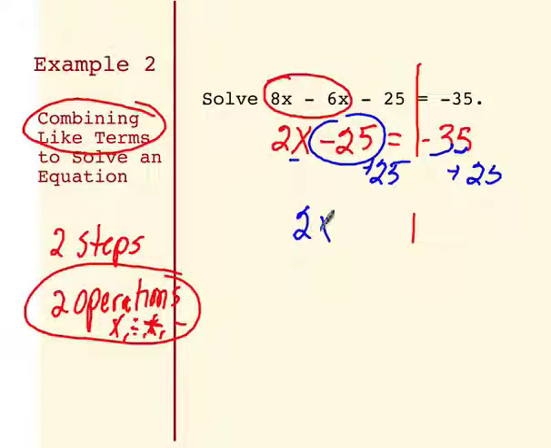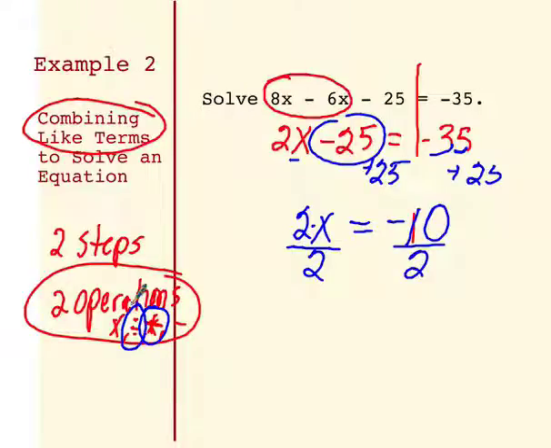I am left with 2x plus 0 equals negative 35 plus 25 is negative 10. So the first step I did was addition. The second step I am doing would be division right here. So 2 divided by 2 is 1 times x is x. Negative 10 divided by 2, 2 goes into 10 five times, and negative. That's a good one.